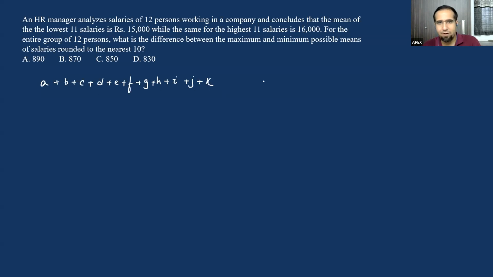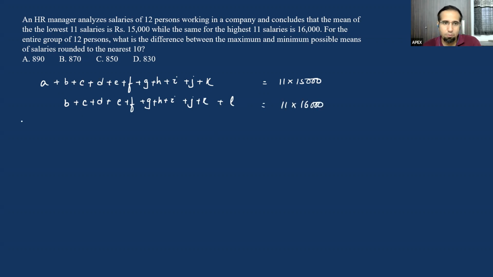The sum of first 11 given to me is 11 into 15,000. And the last 11. So I'm assuming that I'm writing them in ascending order. Okay. F plus G plus H plus I plus J plus K plus L given to me is 11 into 16,000. So if you remember, we had seen this in the class that this whole part can be cancelled.